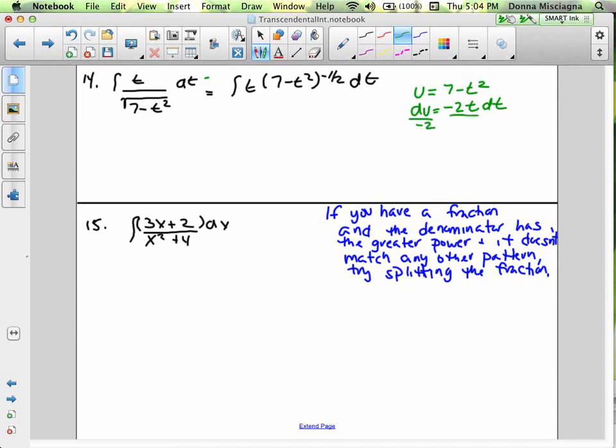And now I see a t, but I do not see a negative 2. So we have a coefficient that we can't account for, but that's okay. Just divide both sides by the coefficient, and that means negative 1/2 du will represent t dt. So let's write that nicer.